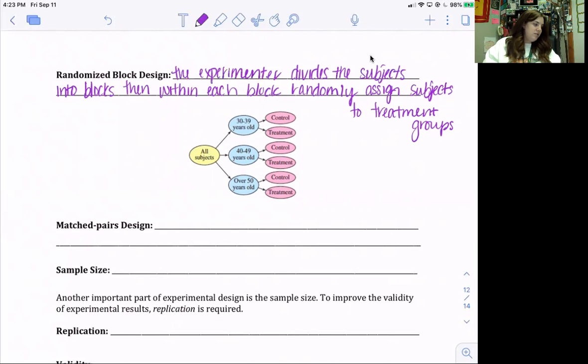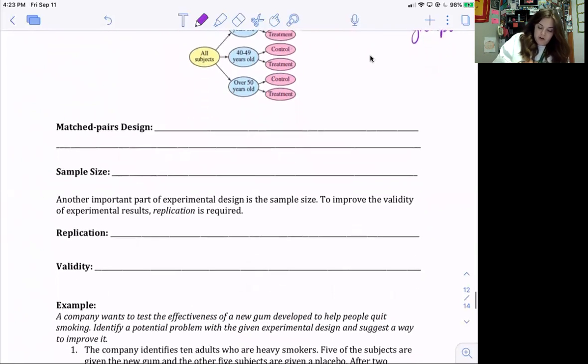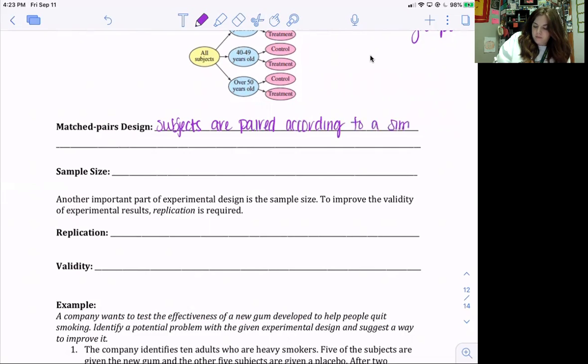Then a matched pairs design is when subjects are paired according to a similarity. Then one receives the treatment and one receives the placebo.